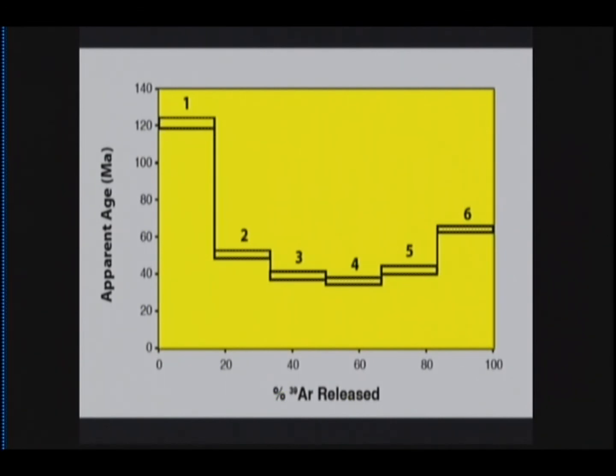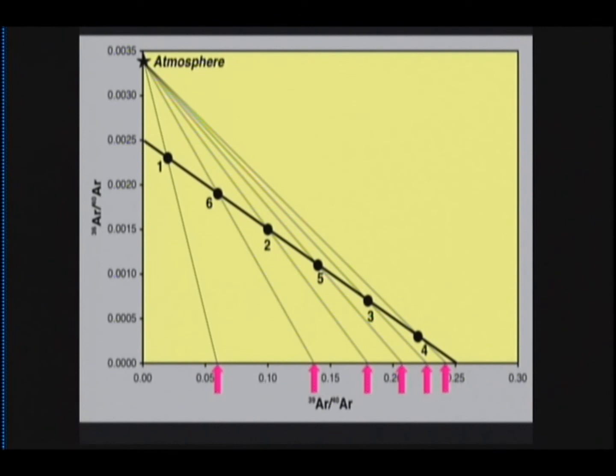So this is a classic example of an age spectrum, which, if you look at the same data in an isochron, can be completely resolved, completely understood. And again, this is just a hypothetical example, so of course it's going to work out perfectly. But this is what the inverse isochron looks like.